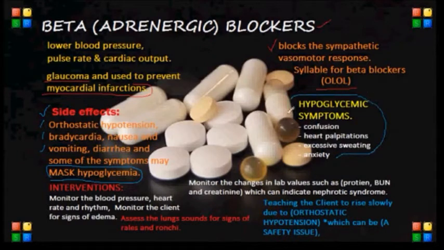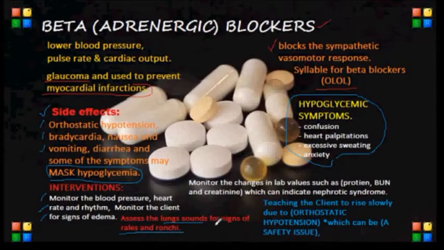Now, nursing interventions for clients taking beta blockers that you need to know is that we make sure that you monitor the client's blood pressure, the heart rate, and the rhythm before obviously administering the beta blocker drug. We also have to monitor the client's signs of edema, and the nurse should also assess the lung sounds for signs of rales or rhonchi, okay?